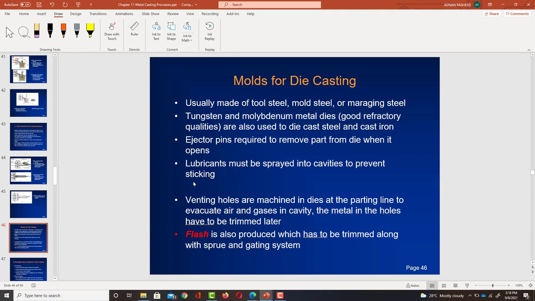ठीक है ना? अच्छा, ये सारी चीजें ये आप देख लें. Flash के बारे में है. Flash is the extra part that is attached with the casting operation and we do not require it. So it must be trimmed along with the sprue and gating system.